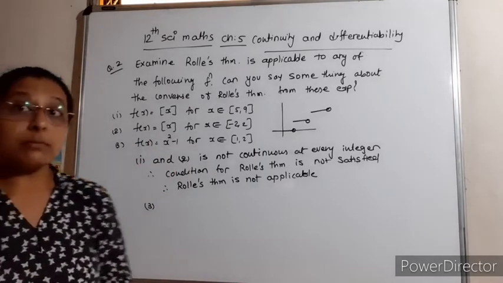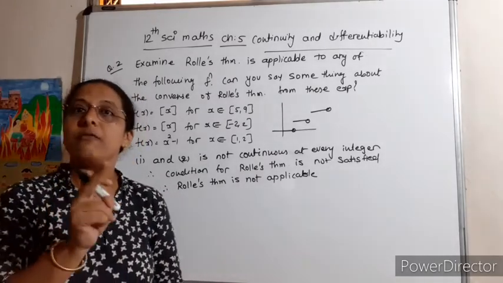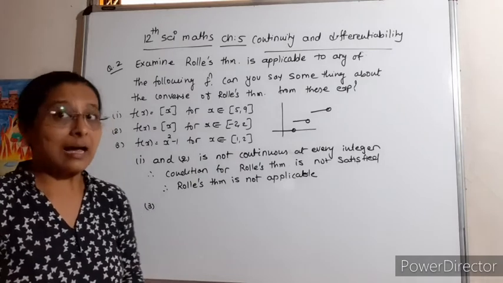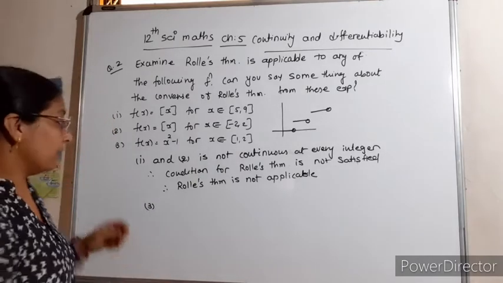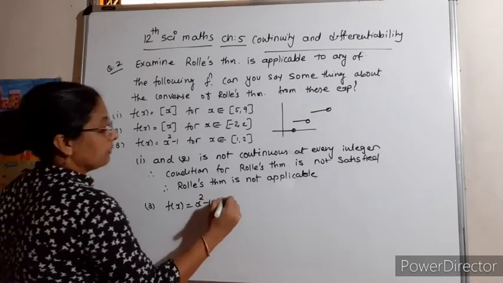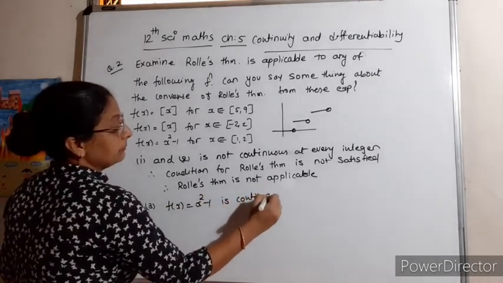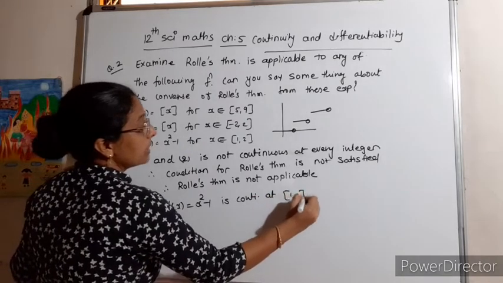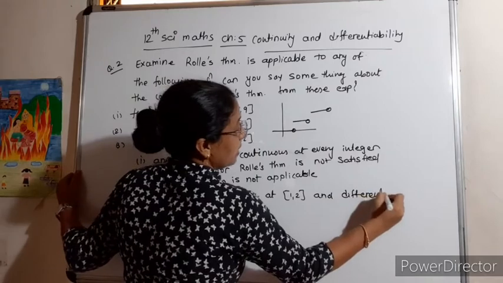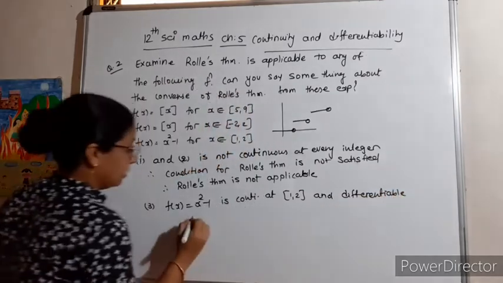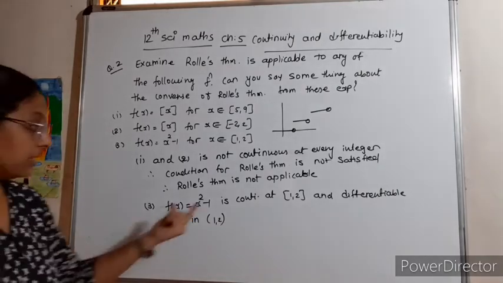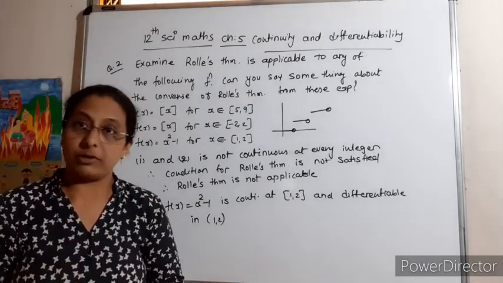And third, having written 1 and 2, then third, f(x) equal to x square minus 1. Now this x square minus 1 is a polynomial function, and a polynomial function is continuous in R and differentiable also. So we will write that f(x) is equal to x square minus 1 is continuous in the closed interval 1, 2 and differentiable in the open interval 1, 2, right? We know that a polynomial function is continuous and differentiable.